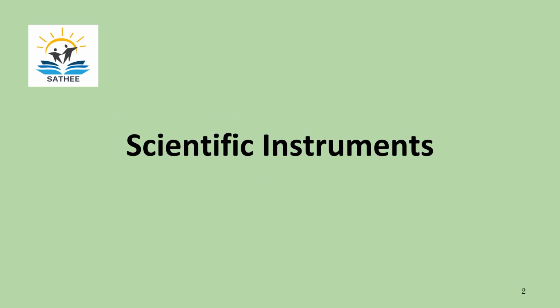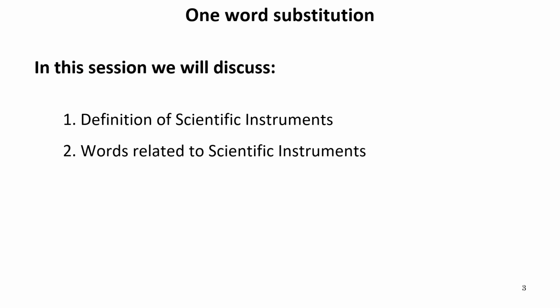In this session, we are going to discuss one word substitutions based on scientific instruments. Now, you must be thinking, what are scientific instruments? In this session, we are going to discuss the definition and concept of scientific instruments and words related to them. It means we are going to discuss several names of scientific instruments which are used for various purposes. So let's begin the session.